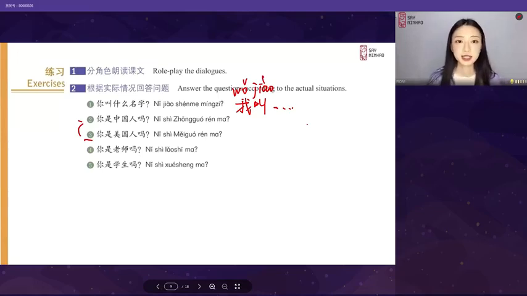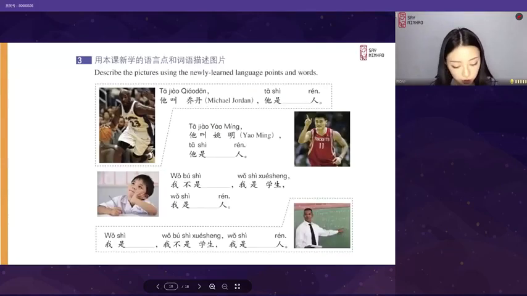It is 你是学生吗? What does this mean? It means, are you a student? Now let's answer this question, the same as the last question. The structure is the same. Okay, if you are, then it is 我是学生. If you are not, 我不是学生. Excellent. Now let's move on to our next part.